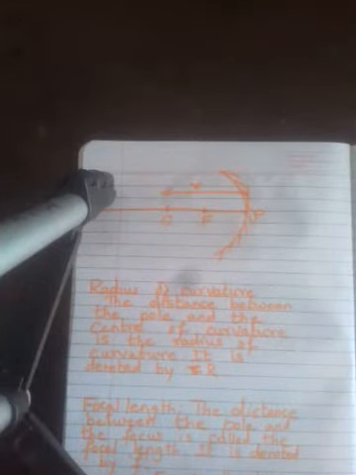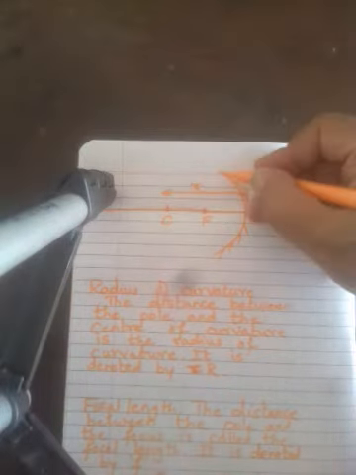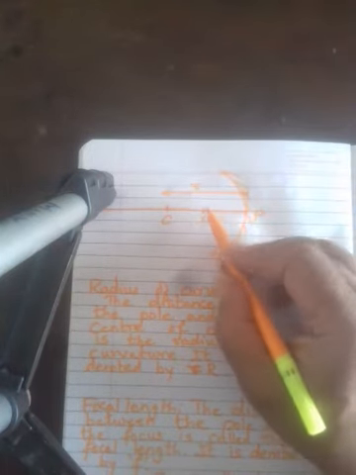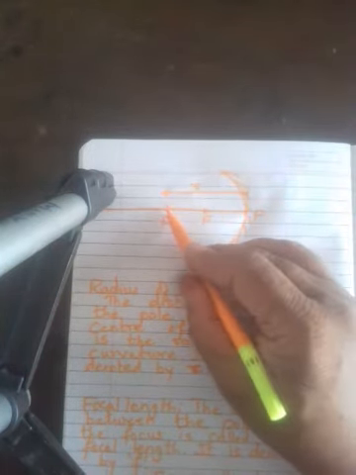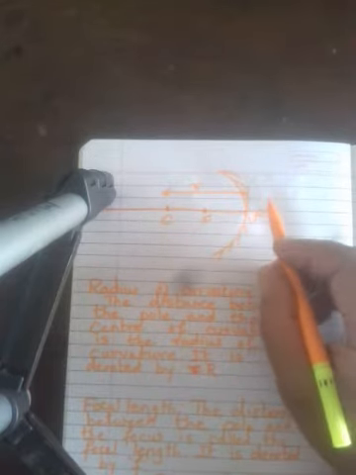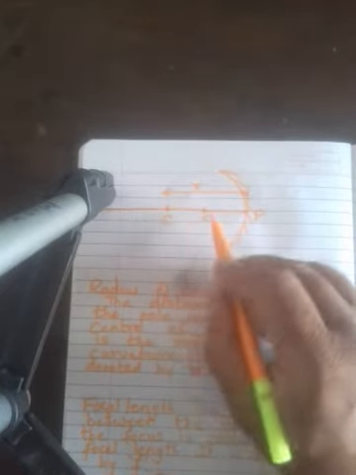So we have seen the various definitions of spherical mirrors, like the principal focus, center of curvature, pole of the mirror, and so on. Now we shall see a few more definitions. Here I have drawn one concave mirror. This is the pole, this is the focus, and this is the center of curvature. And this is the principal axis passing through the pole and the center of curvature.